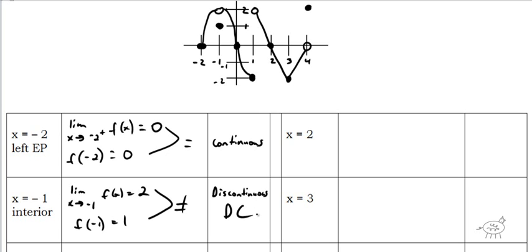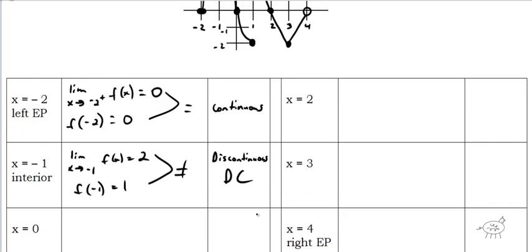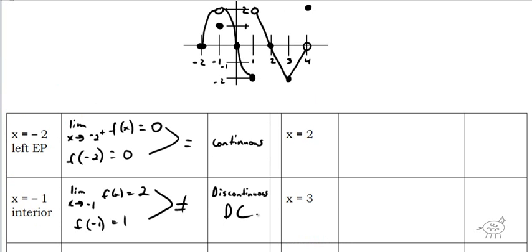I'm going to abbreviate that as DC. It's just a lot easier to write that down. So it's either continuous or discontinuous, and here it's discontinuous. The next one, I'm just going to cursor down here a little bit, but it's x equals 0. So let's take a look at it.